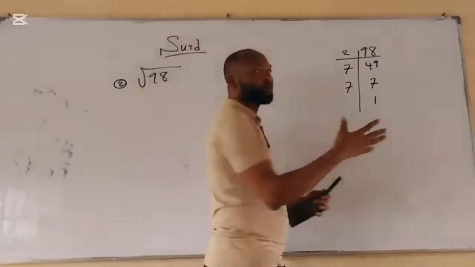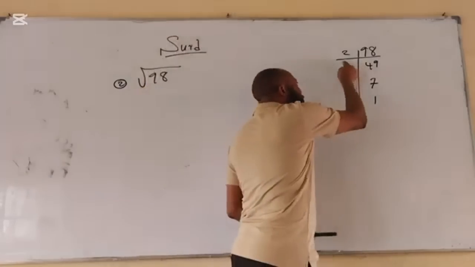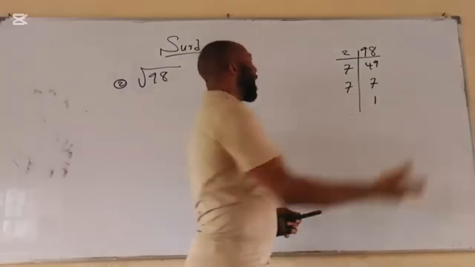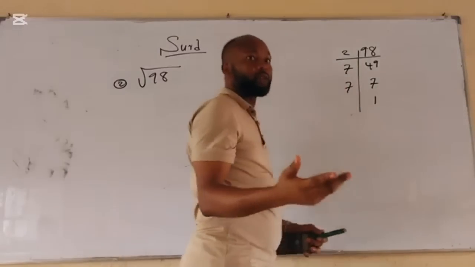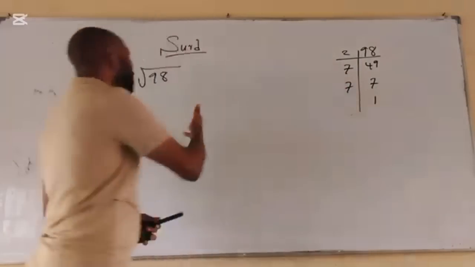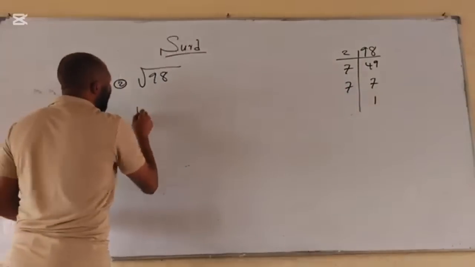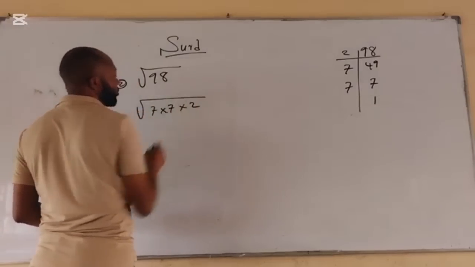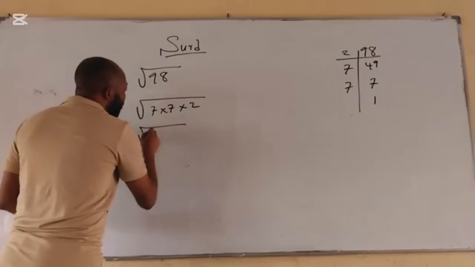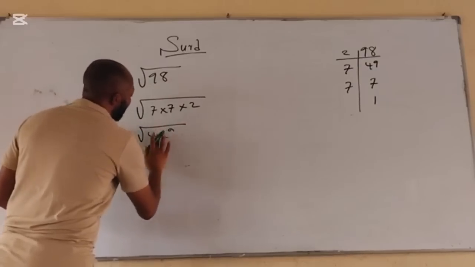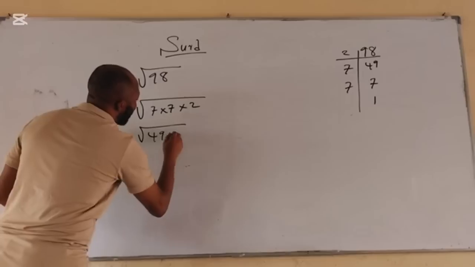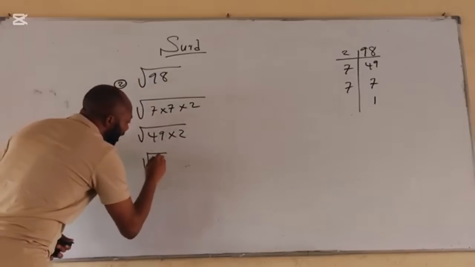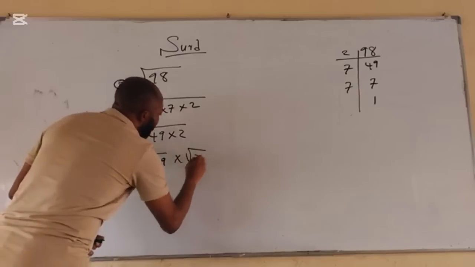So it means that 49 times 2 is 98. Why do I have to present it in this manner? Because I know that these two numbers can give me what? A perfect square. And this one, although will not. Then, according to the multiplication rule, I can therefore say I have 7 times 7 times 2. Which is 49 times 2. This is also the same thing as root 49 times root 2.